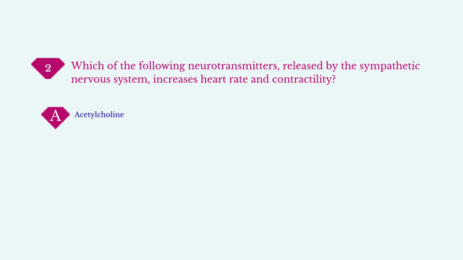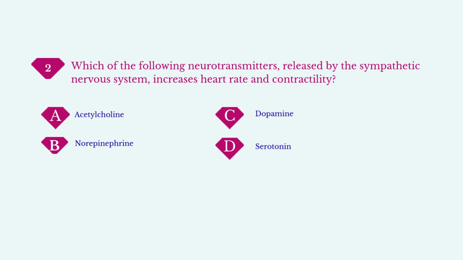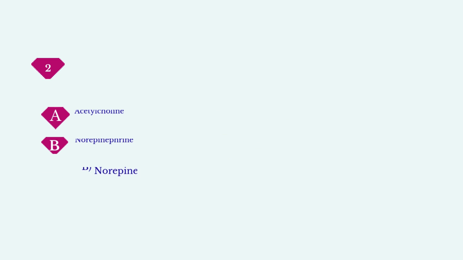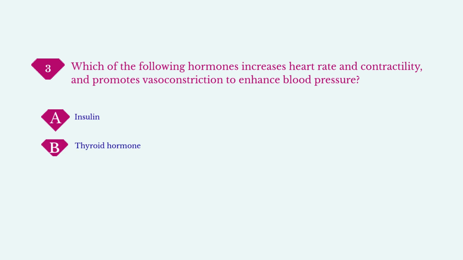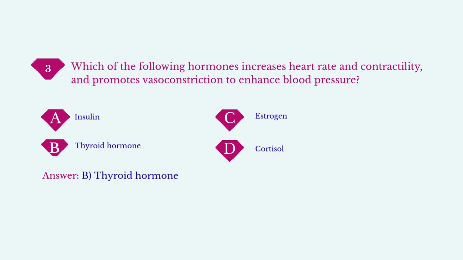A. Acetylcholine. B. Norepinephrine. C. Dopamine. D. Serotonin. Answer: B. Norepinephrine. Which of the following hormones increases heart rate and contractility, and promotes vasoconstriction to enhance blood pressure? A. Insulin. B. Thyroid hormone. C. Estrogen. D. Cortisol. Answer: B.